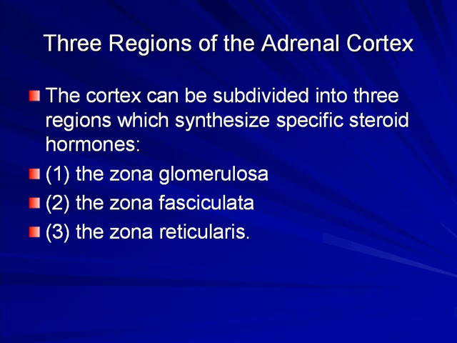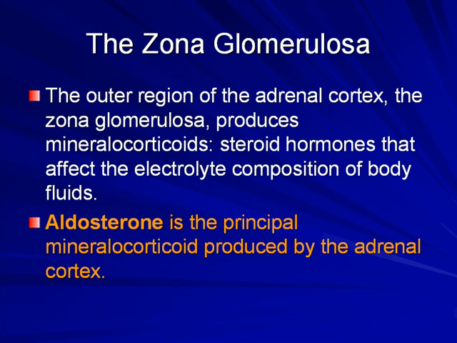The cortex of the adrenal gland is divided in 3 parts: zona glomerulosa, the zona fasciculata, and the zona reticularis. Sounds like the 3 ships that Columbus sailed on. Now, in the zona glomerulosa, we see the outer region of the adrenal cortex produces mineralocorticoids. The primary mineralocorticoid is aldosterone. This is the principal mineralocorticoid.